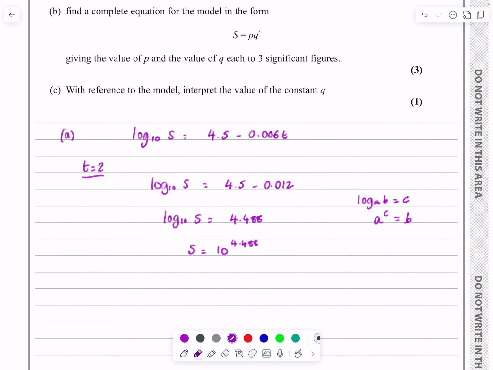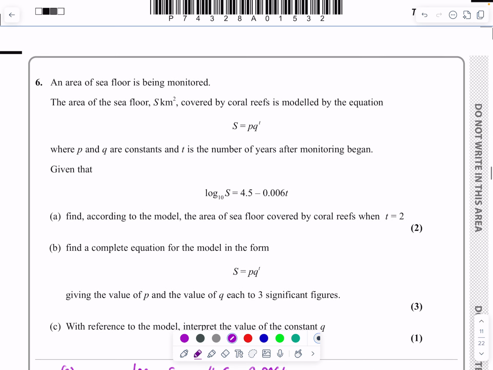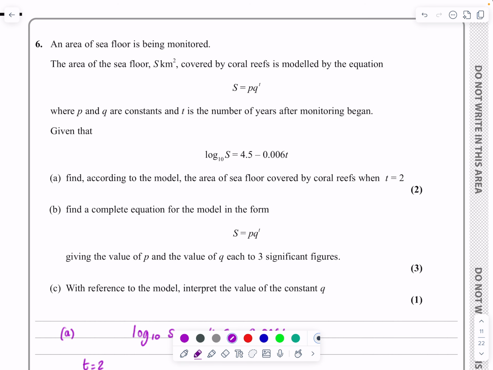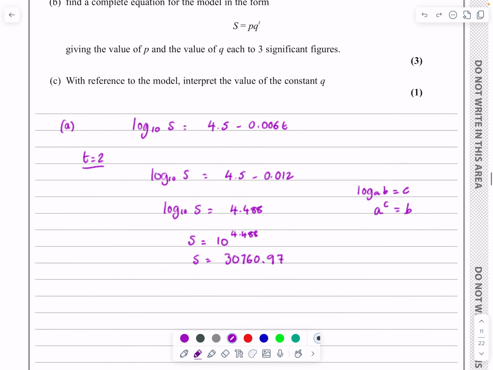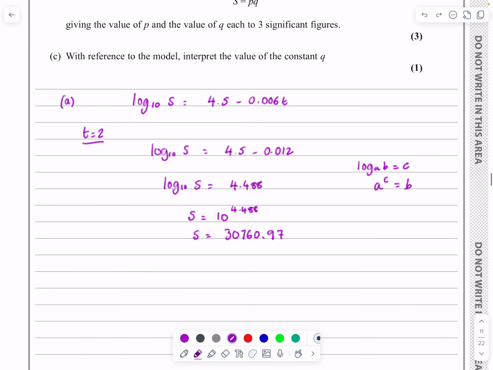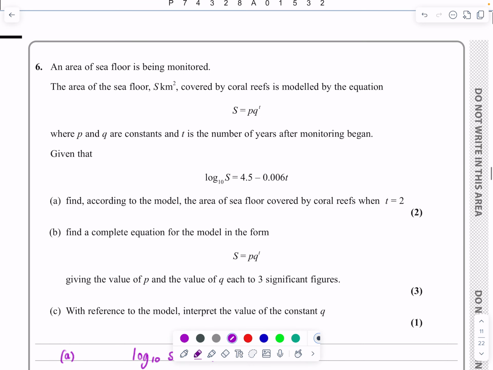And so S works out to be whatever that is on the calculator, 30,760.97. Let's go back and just check what it said, and it wants it to, oh, it doesn't say. Okay, I was just checking here to see whether it said anything about decimal places or significant figures. Doesn't say anywhere else. I think I'll do it to 3 significant figures, then S is equal to 30,800 kilometres. So just go back. Definitely doesn't say anything. No, it doesn't say anything there.